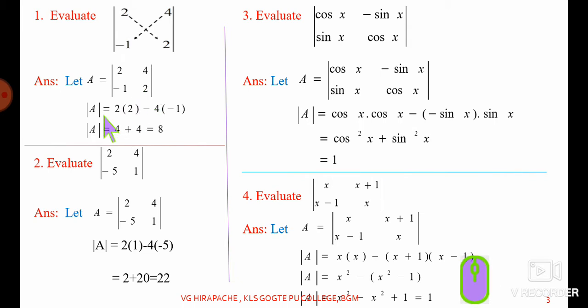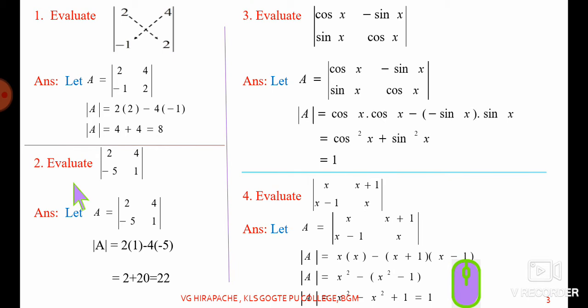As we know the simplification of the second order determinant, determinant of A is equal to, we multiply the elements from left top to right bottom, therefore 2 into 2, minus, always there is a negative sign, and right top to left bottom 4 into minus 1. Therefore minus of 4 into minus 1. Here it gives 2 twos are 4, minus into minus is plus, 4 ones are 4. Therefore 4 plus 4 is equal to 8. Therefore the value of the first question is determinant of A equal to 8, which is again a real number.